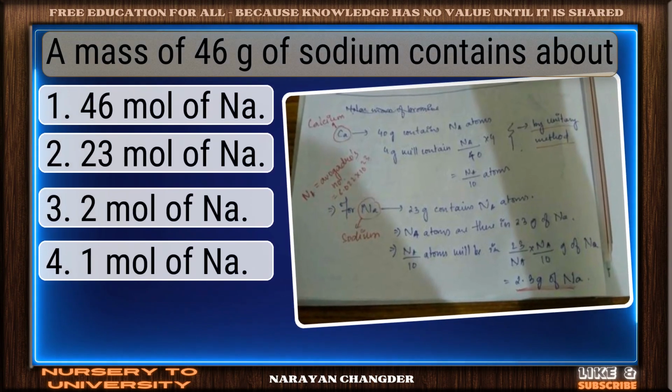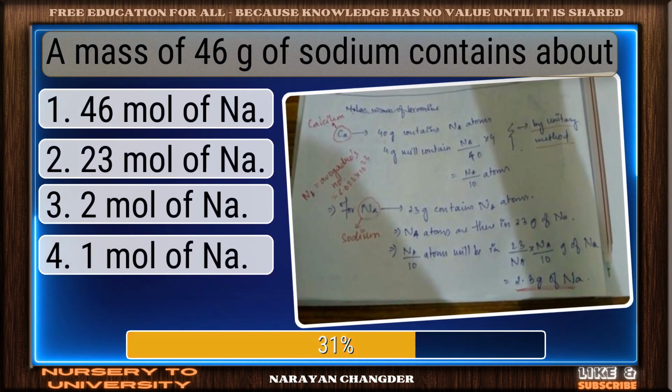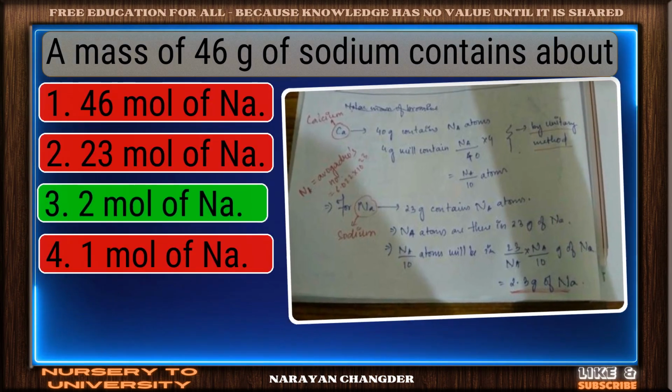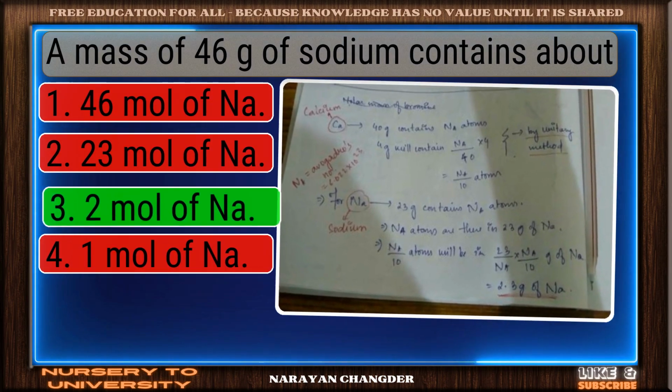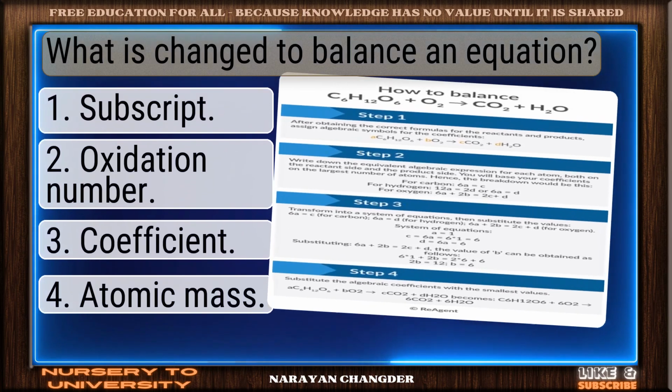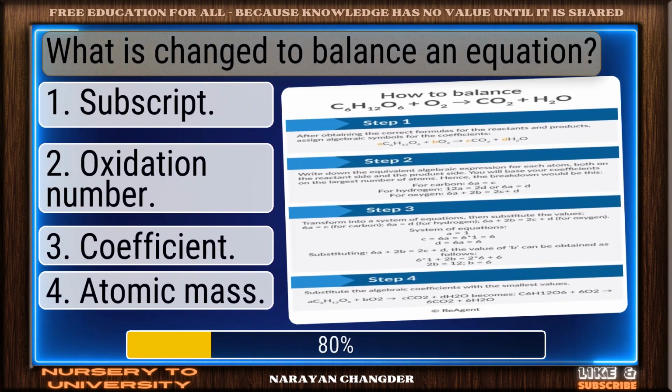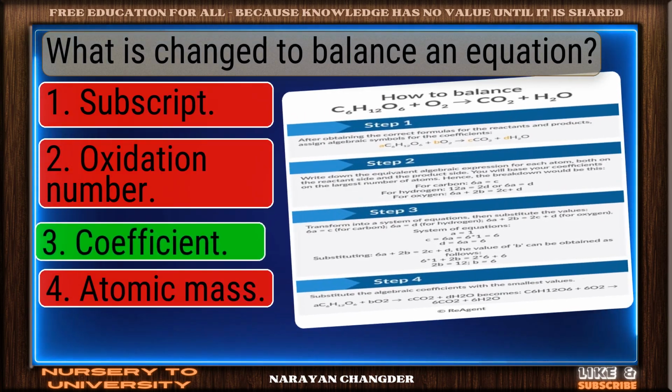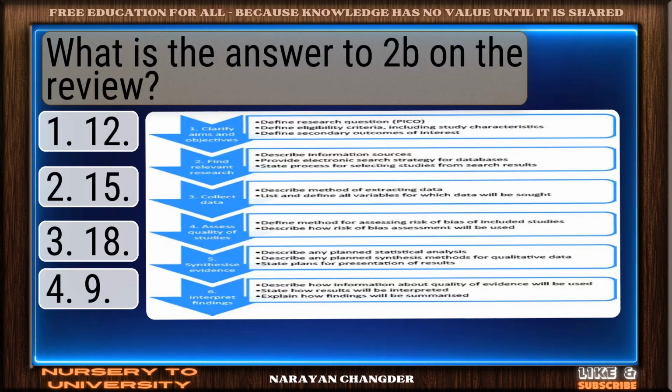A mass of 46 g of sodium contains about... Perfect. 2 mole of Na is the correct choice. What is changed to balance an equation? You chose coefficient, and it is correct.